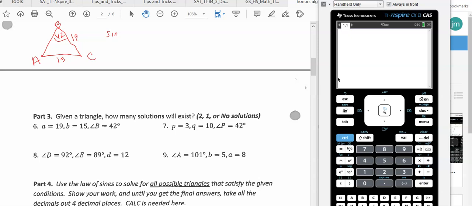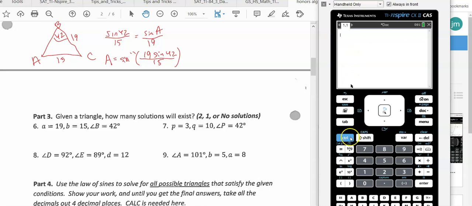So sine of 42 over 15 equals sine of A over 19. So if you solve that, you get A equals the inverse sine of a big fraction here. It'd be 19 sine of 42 divided by 15. Okay, make sure it's degree mode. It is.